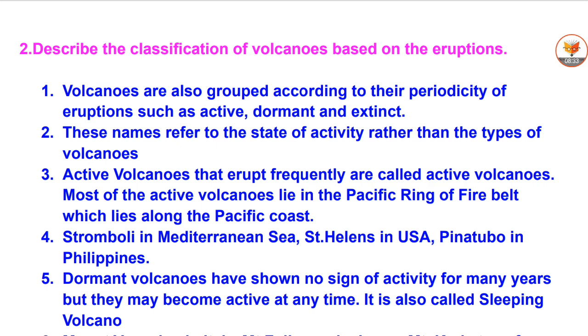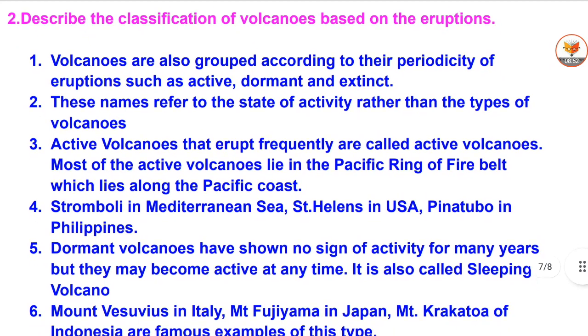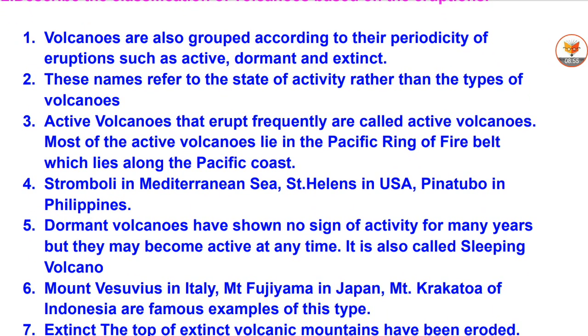2. Describe the classification of volcanoes based on the eruptions. 1. Volcanoes are also grouped according to their periodicity of eruptions such as active, dormant and extinct. 2. These names refer to the state of activity rather than the types of volcanoes. 3. Volcanoes that erupt frequently are called active volcanoes. Most of the active volcanoes lie in the Pacific Ring of Fire belt, which lies along the Pacific coast.